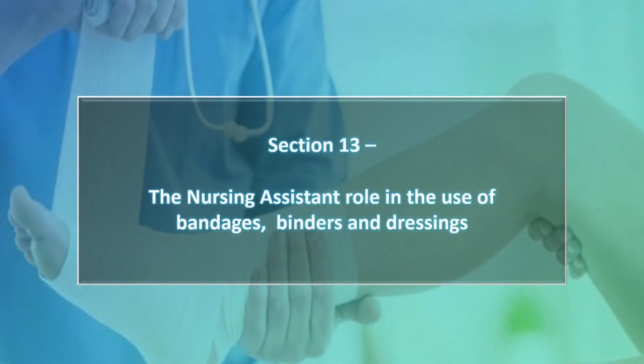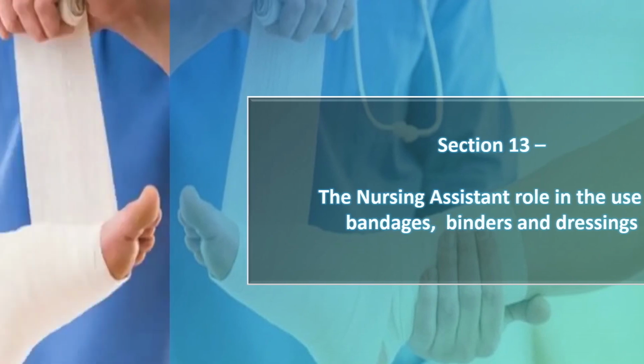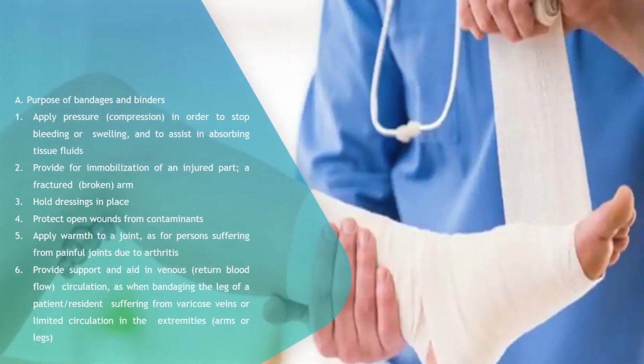Section 13. The nursing assistant role in the use of bandages, binders, and dressings. Purpose of bandages and binders. Apply pressure, compression, in order to stop bleeding or swelling, and to assist in absorbing tissue fluids. Provide for immobilization of an injured patient, a fractured broken arm, for instance. Hold dressings in place. Protect open wounds from contaminants.